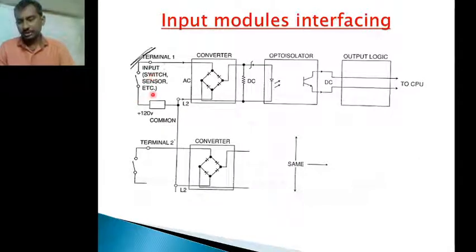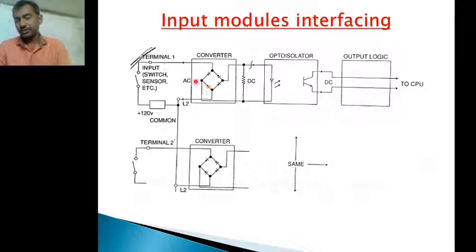Suppose this one is present, then our CPU receives only a 5 volts DC signal. So we have to convert the voltage to DC for the CPU. Whether the input is AC or DC, we have to convert it for the CPU. That's why I represent this block as the converter block. That converter block is either AC to DC conversion or DC to DC conversion.